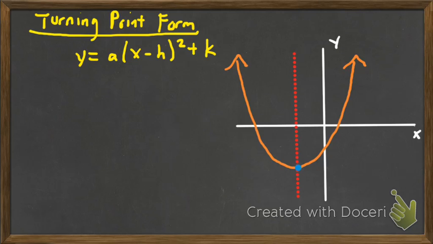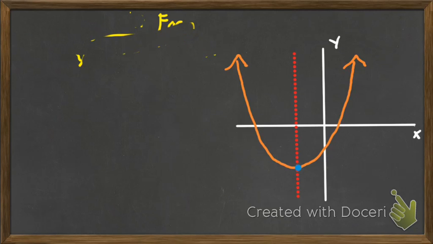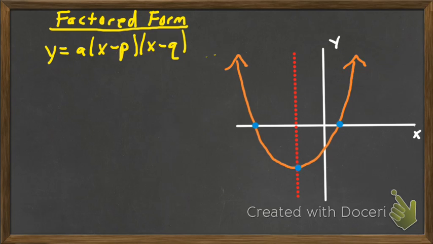Okay, so what do you know automatically about the graph of a parabola if you have its factored form equation? Well, when you know the factored form, remember what that easily helps you find is where the intercepts are, the x-intercepts in particular. Alright, so if you know the factored form is a times x minus p times x minus q, then you know these are the x-intercepts.